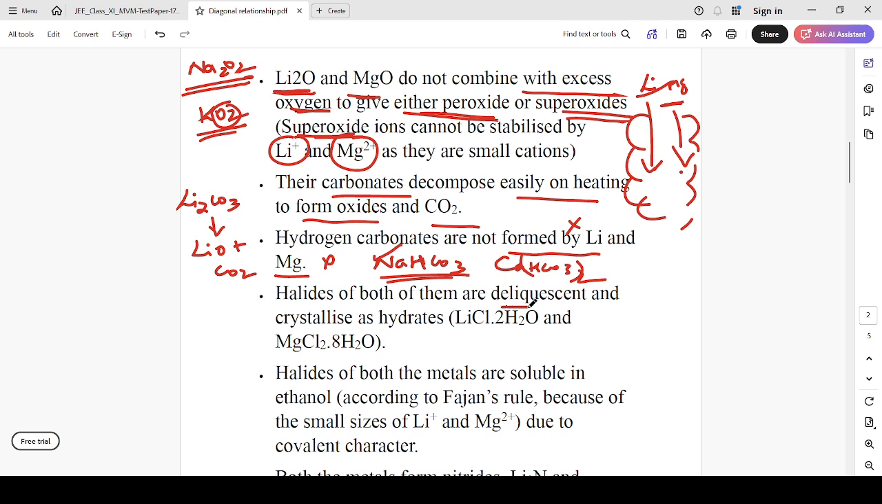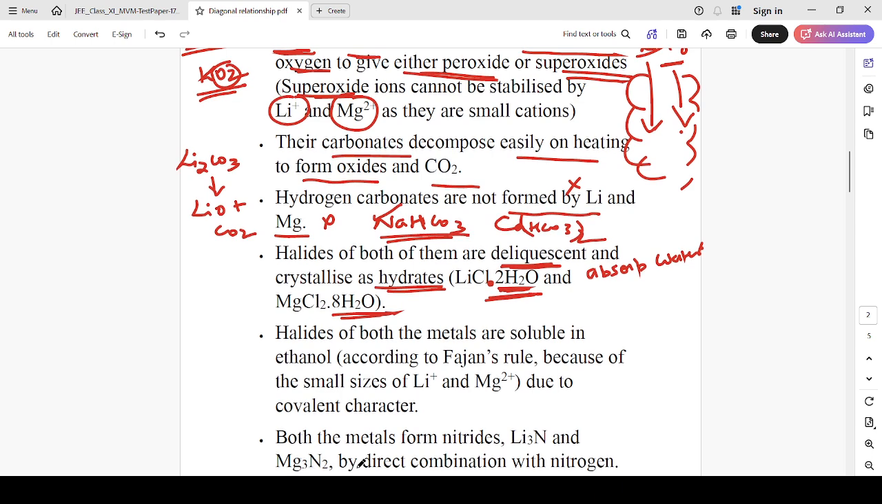Halides of both of them are deliquescent. Deliquescent means they absorb water. They crystallize as hydrates. You can see this water of crystallization, dot 2H2O, dot 8H2O. Both of them do this; their respective group members do not. Halides of both the metals are soluble in ethanol.